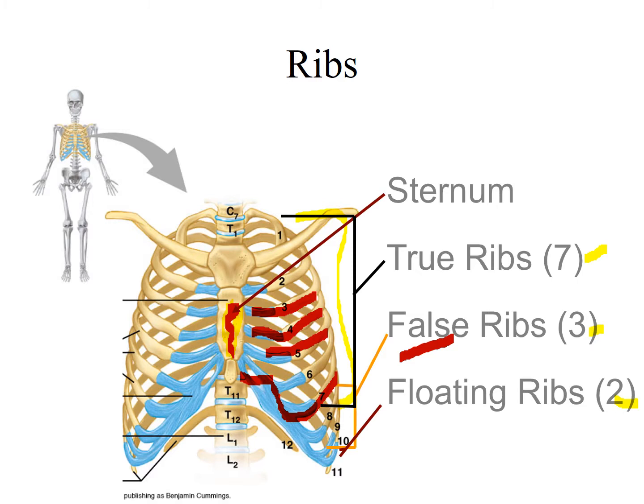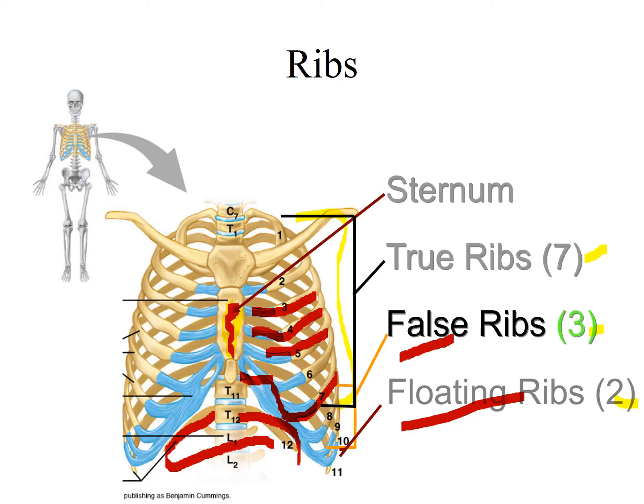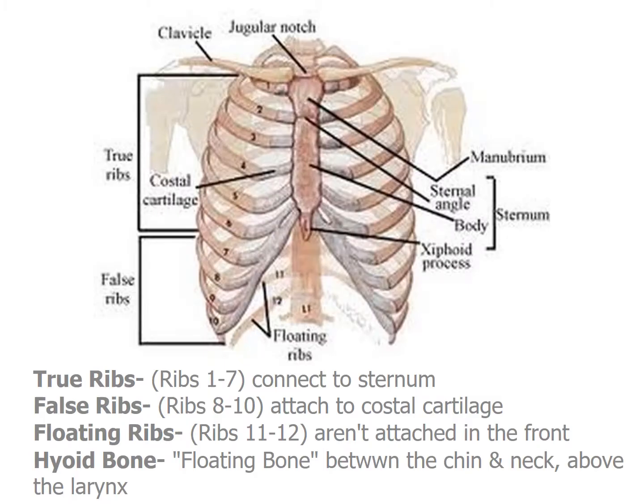That's false ribs. And then the floating ribs are kind of in the back. They do not come around to the front to protect the front area, so we call those floating ribs. There are only 2 of them. So again, true ribs, ribs 1 through 7. As you see here, 1, 2, 3, 4, 5, 6, 7. They attach, through the cartilage, to the sternum. So those are what we call true ribs.